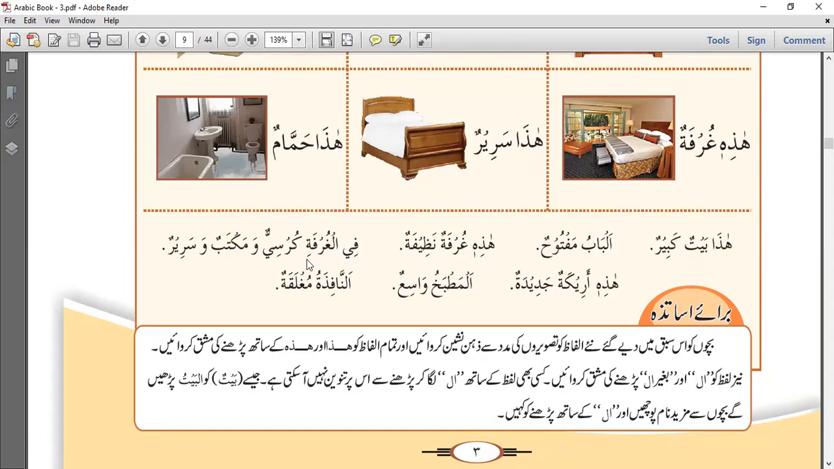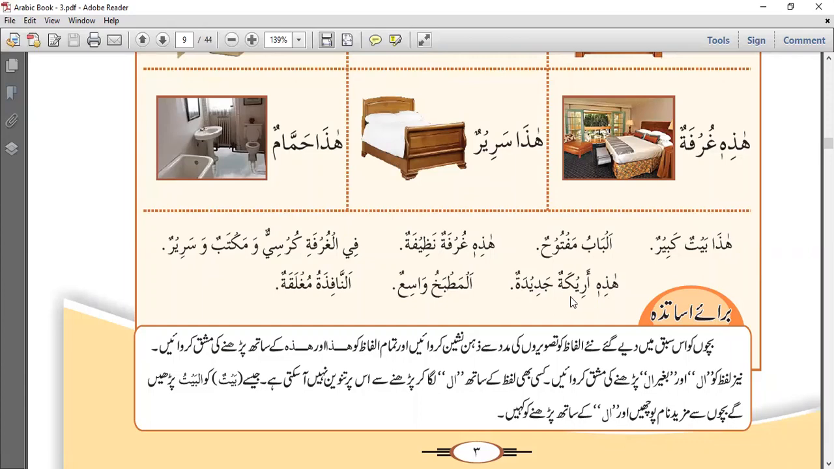في الغرفة كرسي ومكتب وسرير. So how many things are in the room? Fil ghurfati, in the room, okay? There is a chair, a maktab, which means table, wasarirun, and a bed. In the room, there is a chair, a table and a bed.